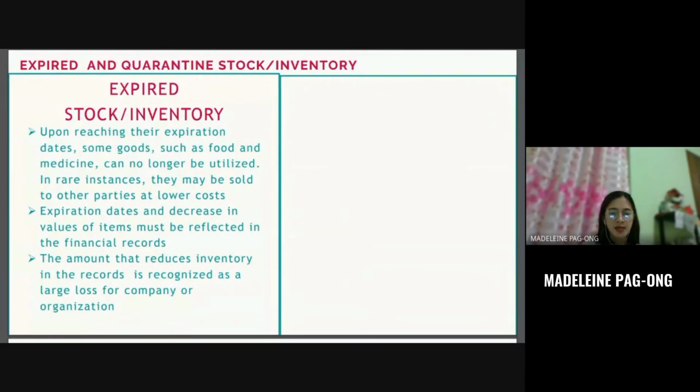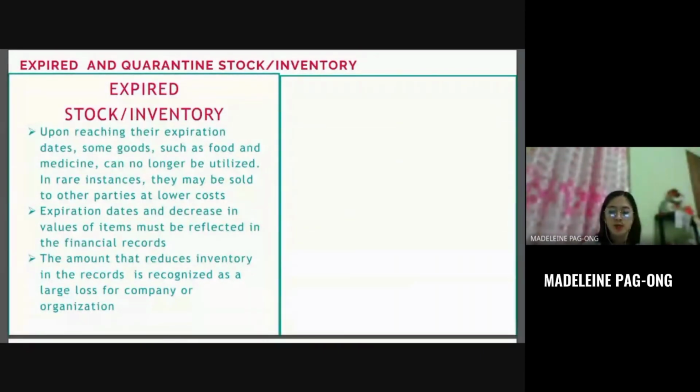So the next is expired and quarantine stock inventory. Expired stock or inventory is upon reaching the expiration dates that some goods such as food and medicine can no longer be utilized, and in rare instances, they may be sold to other parties at lower cost. Expiration dates and decreases in the values of items must be reflected in the financial records. The amount that reduces inventory in the records is recognized as a loss for the company or organization.